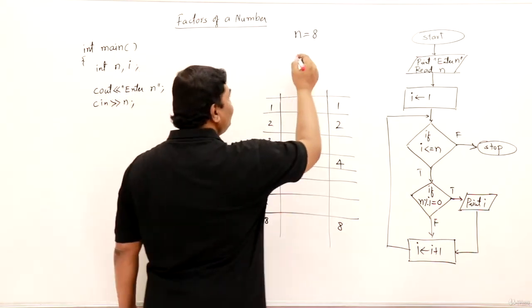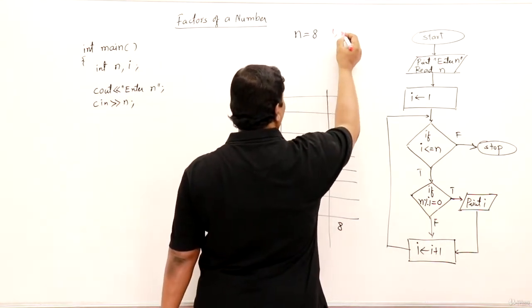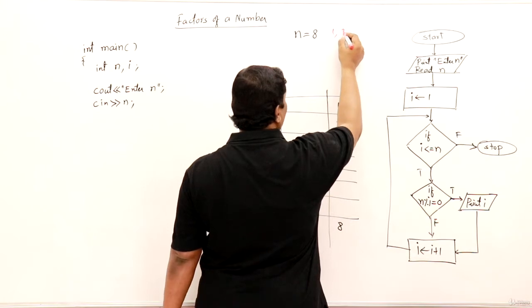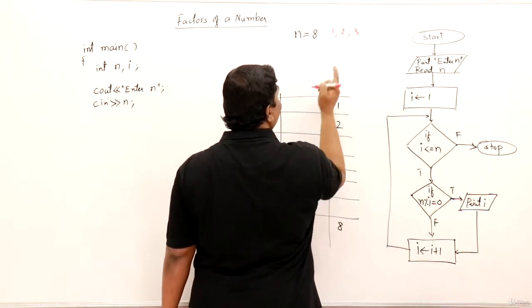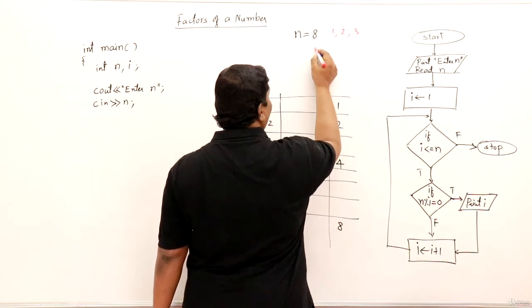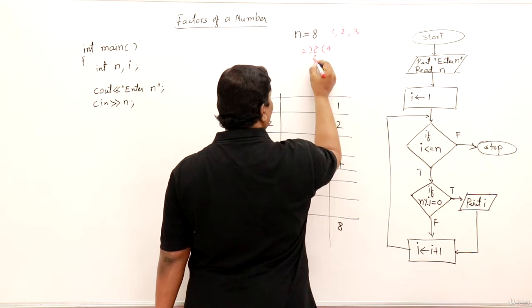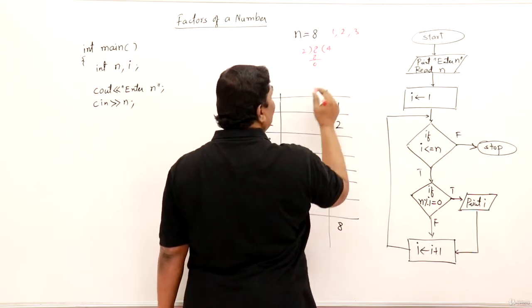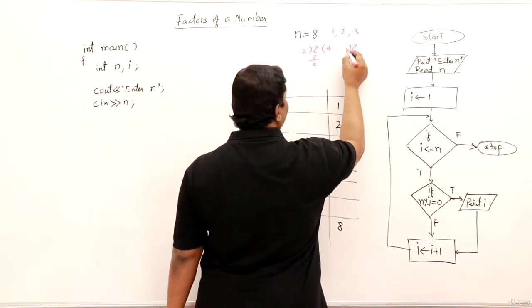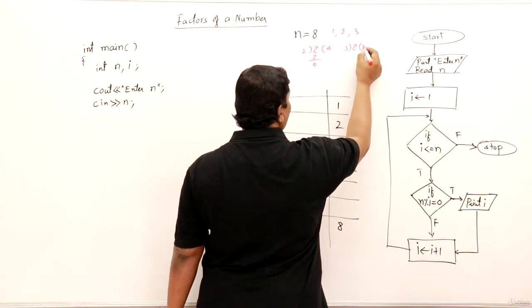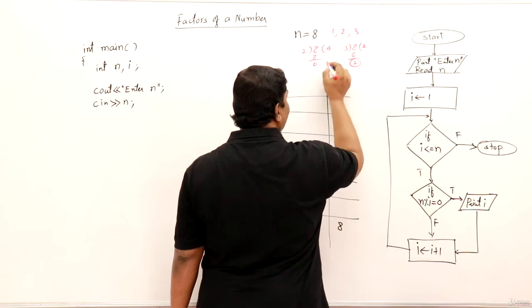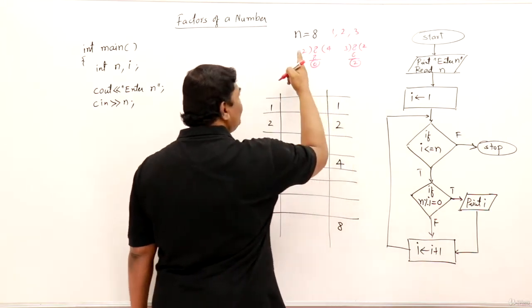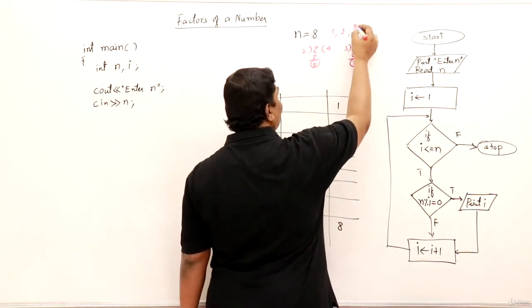So let us try. For this 8, I should try to divide it by 1. Yes, it is a factor. 2, it's a factor. 3 is not a factor. What does it mean? Let us check it. When you divide 8 by 2, it is 2 4s 8, and the remainder is 0. And when you divide 8 by 3, then 3 2s 6 and the remainder is 2. So here we are getting some remainder, but here it is 0. So 2 is a factor, but 3 is not a factor.